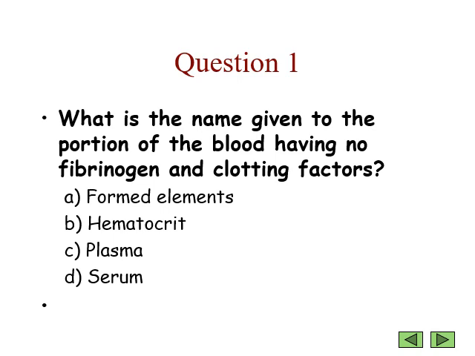Okay, now look at the questions. First question is, what is the name given to the portion of blood having no fibrinogen and clotting factors? So there are four options: formed elements, hematocrit, plasma, and serum. So check yourself. What is the answer? Okay, I tell you the answer. The correct answer is serum, because serum has no clotting factors or the fibrinogen.